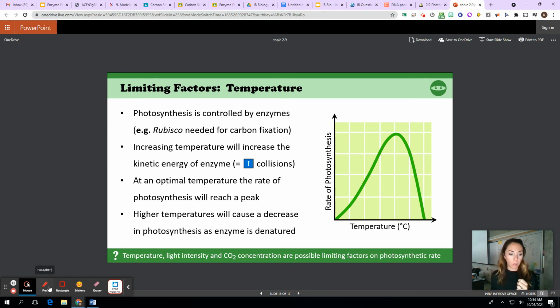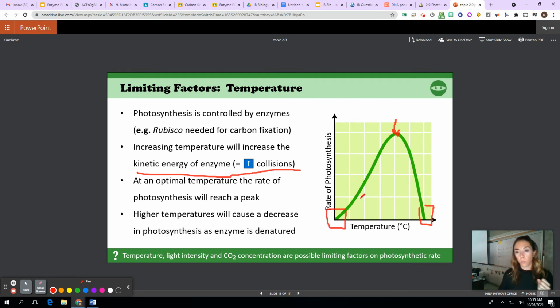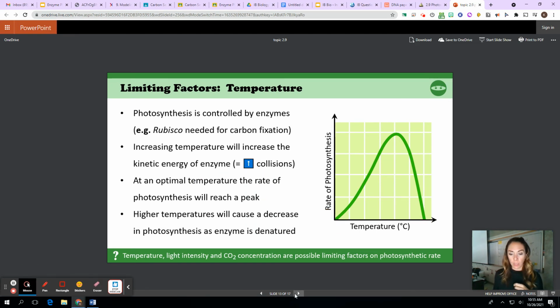Going back to something that we've already talked about, right? The kinetic energy of the enzyme, the number of collisions. So this optimal temperature is where I'm getting the most collisions of the carbon dioxide into that enzyme, and thus I'm going to increase the rate of photosynthesis. If it's too high or too low, I'm not going to see that enzyme helping out. And so we don't get photosynthesis occurring in those two, because either it's denatured or changed shape, so it cannot fix that carbon dioxide. That's a good review of what we've been going over in enzymes.